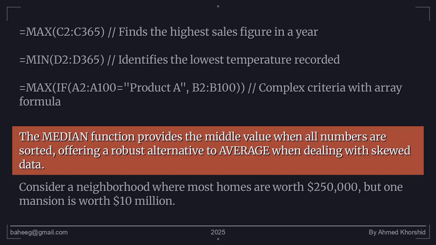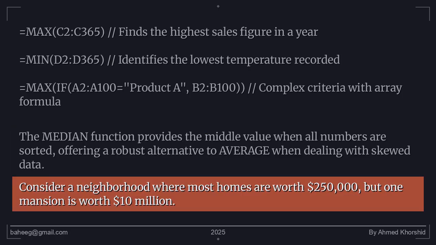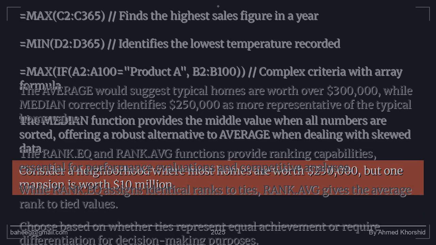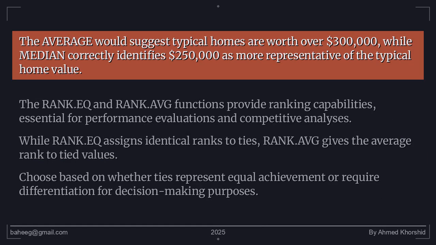The MEDIAN function provides the middle value when all numbers are sorted, offering a robust alternative to average when dealing with skewed data. Consider a neighborhood where most homes are worth $250,000, but one mansion is worth $10 million. The average would suggest typical homes are worth over $300,000, while median correctly identifies $250,000 as more representative of the typical home value.